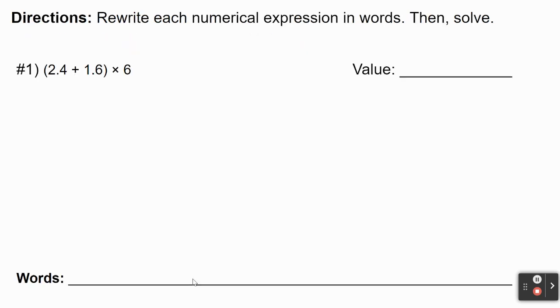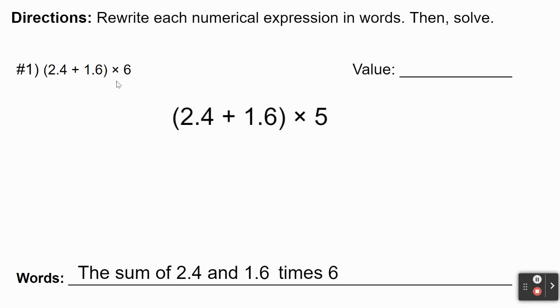Now let's try rewriting these numerical expressions in words. Here we're going to be finding the answer to this addition part first, and then we're going to be multiplying by 6. So remember, the word we can use for finding the answer to an addition problem is finding the sum. So we are writing down here in words the sum of, and then we list the two numbers that we're adding, 2 and 4/10 plus 1 and 6/10. Then it says we're going to be multiplying by 6. So afterwards, we can put times 6.